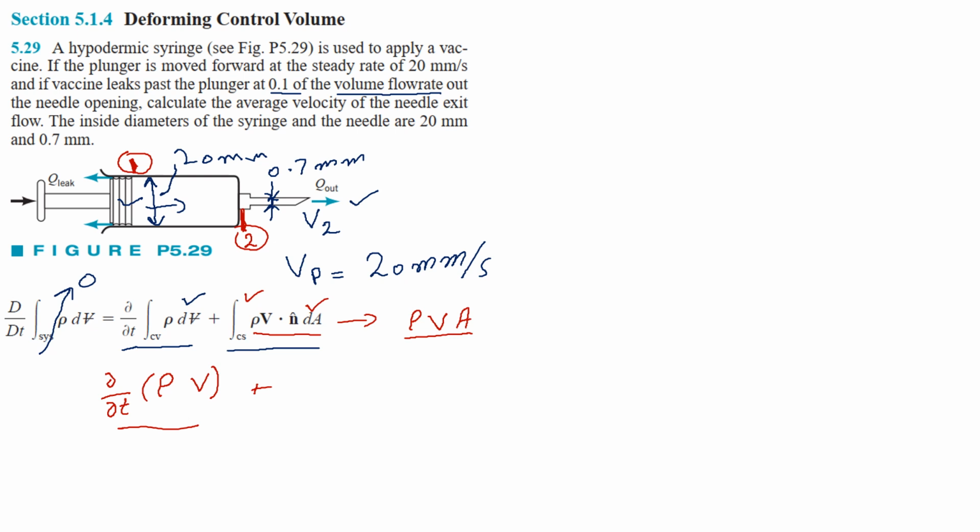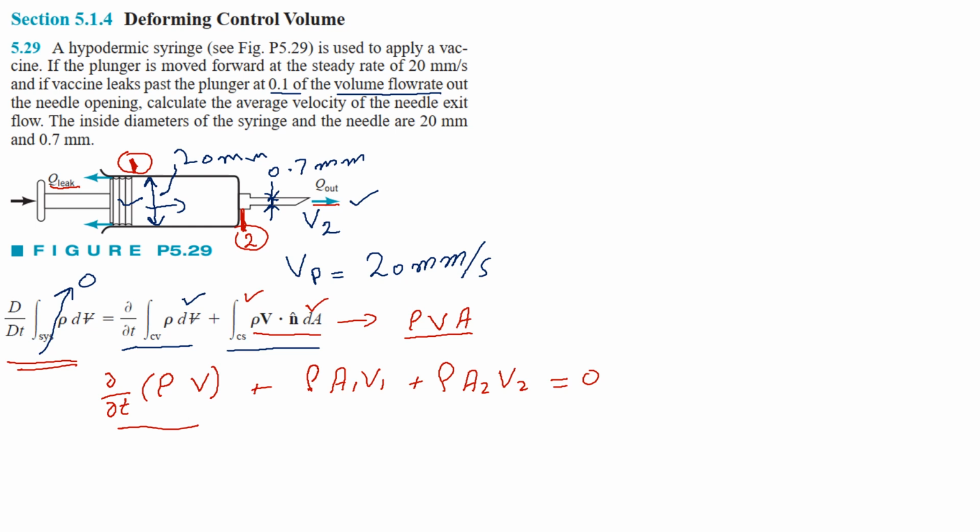So that will look like that is my fluid going out. There is no fluid going in this case, so this is fluid going out and this is my leakage, so both are going out, so both will be positive. So that is rho A1 V1 plus rho A2 V2 equal to 0, because I have equated this to 0.